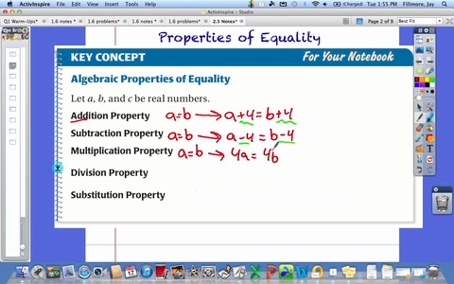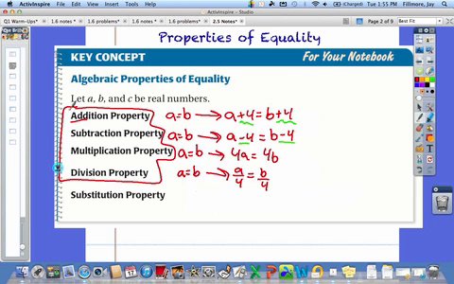And division property, I can start with A equals B and I can divide both sides by 4 or any number, and it still remains equal, as long as I don't divide by 0, because that is not possible, so we can't divide by 0. But those are the 4 basic properties that we use when we're solving equations. You add, subtract, and multiply, and divide things on both sides.